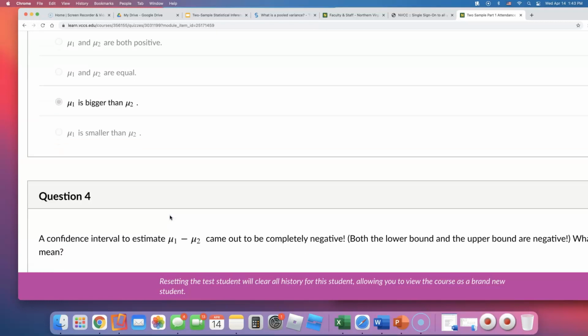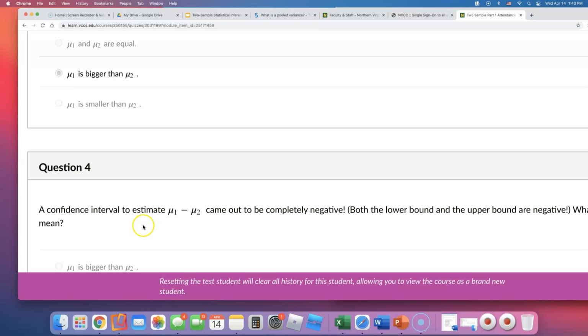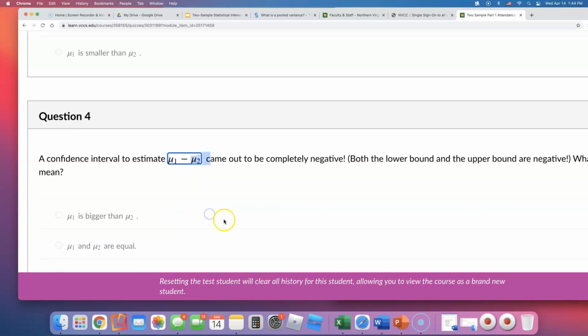Question number 4, I'm asking you, the confidence interval to estimate mu1 minus mu2 came out to be completely negative. Well, what does that mean? When you do subtraction and the answer comes out to be negative, that means you did small number minus big number. So mu1 must be smaller than mu2. So you click on that.